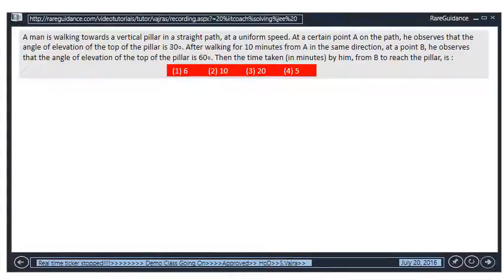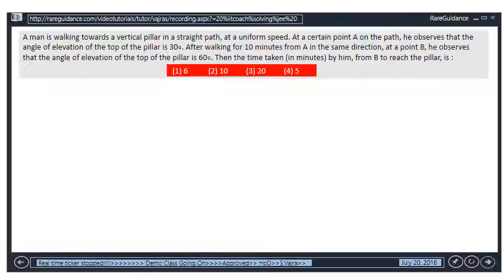We have a question: a man is walking towards a vertical pillar in a straight path at a uniform speed. At a certain point A on the path, he observes that the angle of elevation of the top of the pillar is 30 degrees. After walking for 10 minutes from A in the same direction, at a point B, he observes that the angle of elevation of the top of the pillar is 60 degrees. Then the time taken in minutes by him from B to reach the pillar is what?